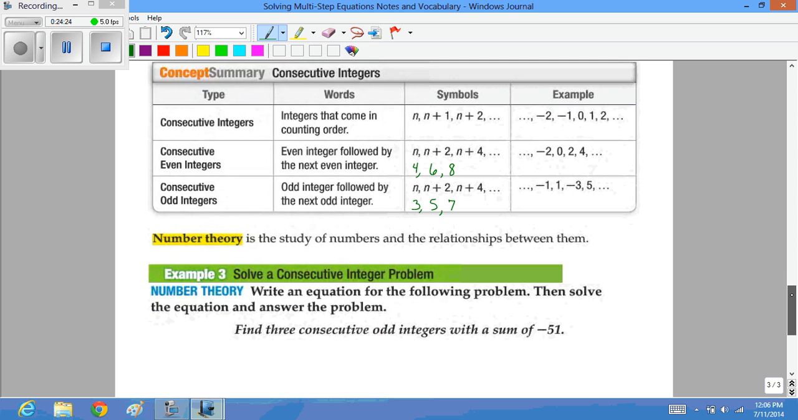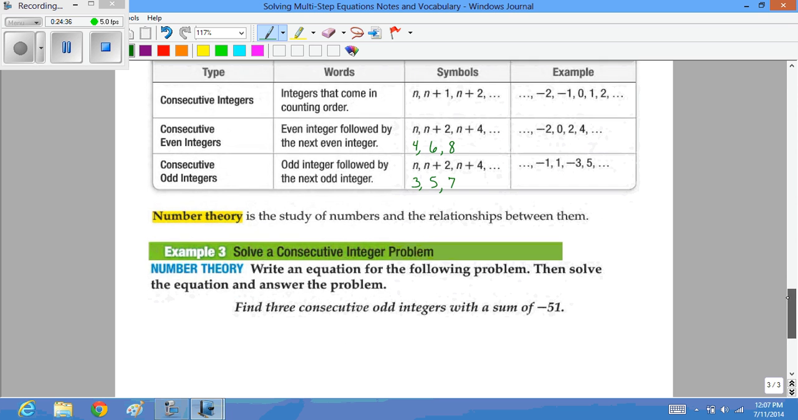Okay, number theory is the study of numbers and the relationship between them. So basically what we're going to do is translate this. We're going to write an equation, and then we're going to solve it to see if we can find the answer. So it says we're supposed to find 3 consecutive odd integers with the sum of -51. Okay, so I'm going to use this handy chart. I'm going to find consecutive odd integers right here.